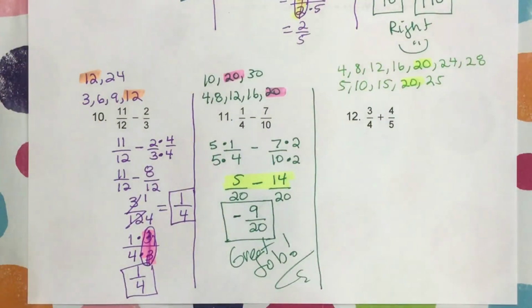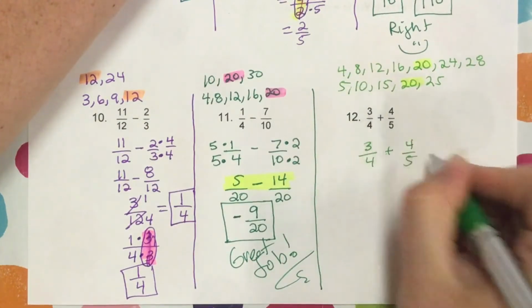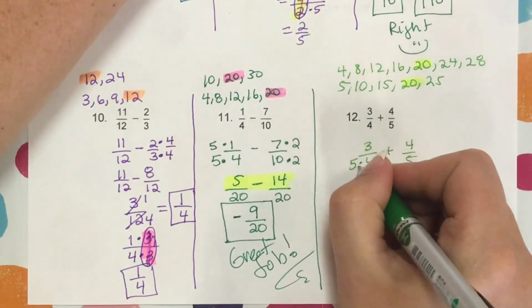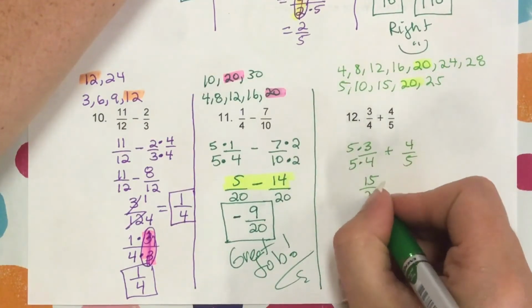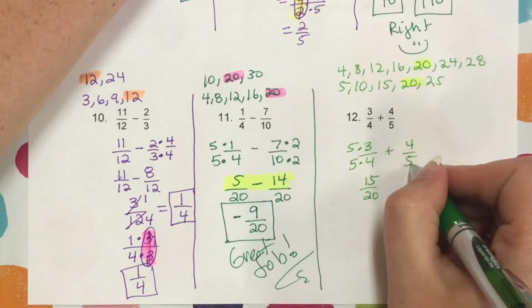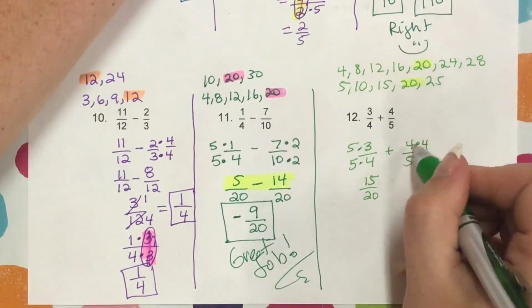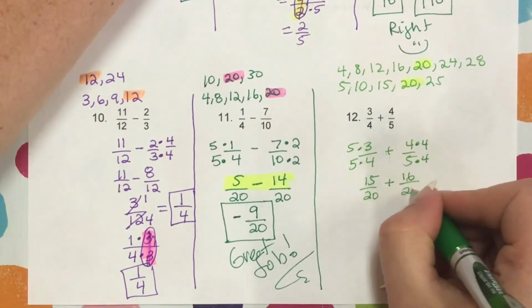So that's what we need our denominator to be. So we are going to rewrite 3/4 plus 4/5. I need to multiply this by 5 so I can turn it into 20. Whatever you do to the bottom, you need to do it to the top. So we have 5 times 3, which is 15, over 5 times 4, which is 20. Woohoo, got it. And then I need to make this into a 20. So to make this 5 into a 20, I need to multiply it by 4 to the bottom and to the top. So I have positive 4 times 4, which is 16, 5 times 4, which is 20.